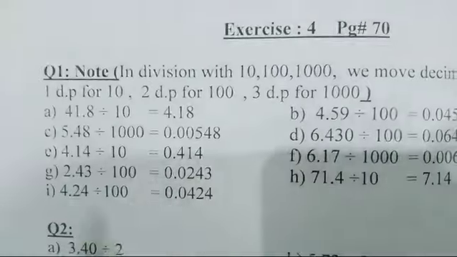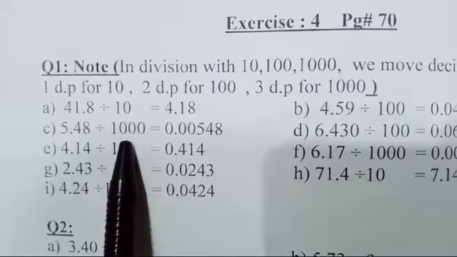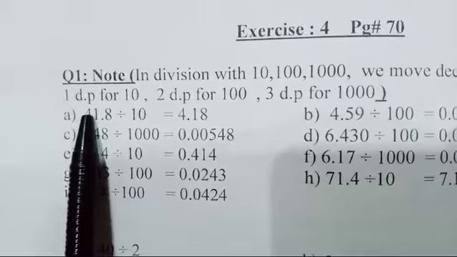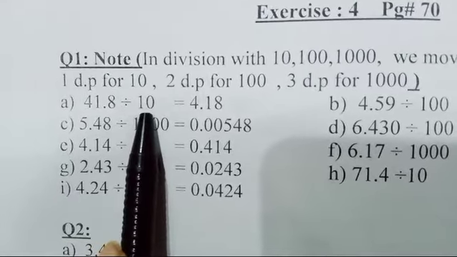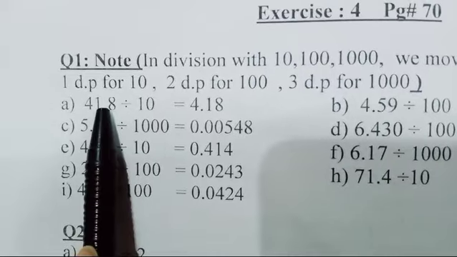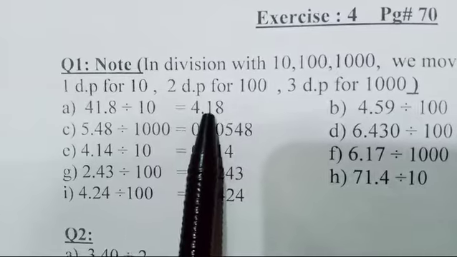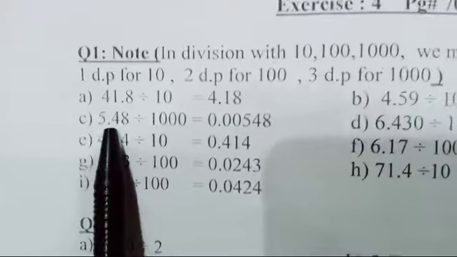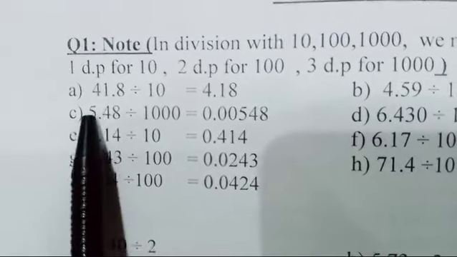Now in division, when dividing by 10, 100 or 1000, the rule is to shift the decimal point to the left side. If it is divided by 10, you don't have to divide it. You can put the decimal point one digit to the left because there is one 0, so it will become 4.18.